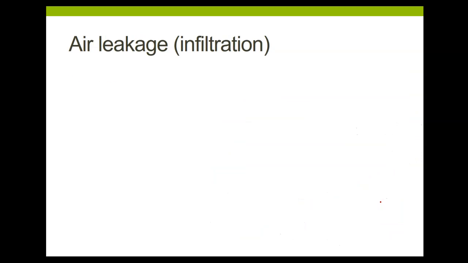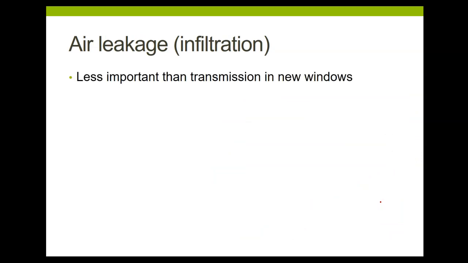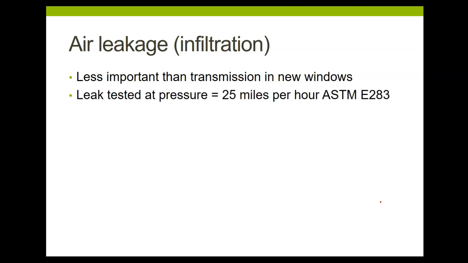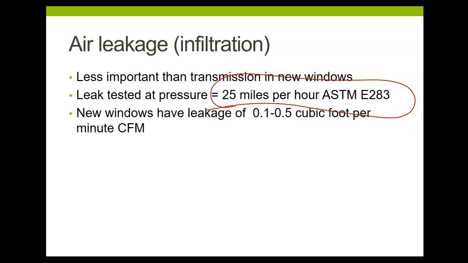Okay, infiltration. It's less important than transmission in new windows because they will be sealed properly. They are leak tested at a pressure of 25 miles per hour, so we want to know that we do not exceed that amount of wind in that area, otherwise it's not going to work.